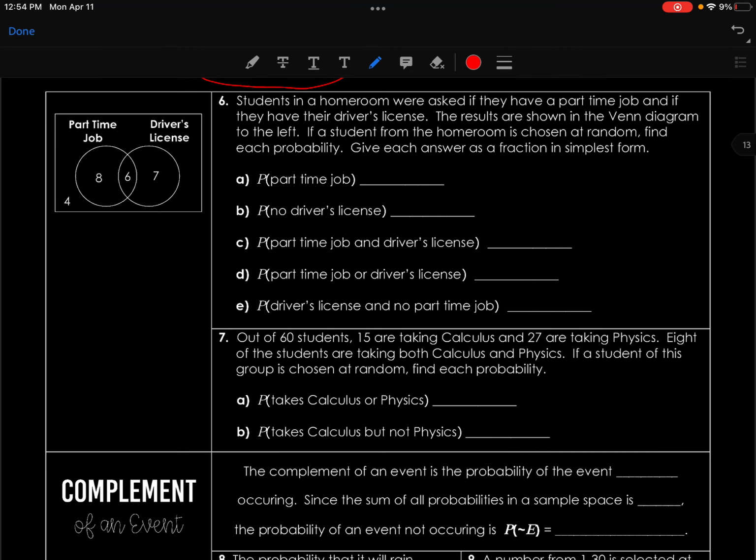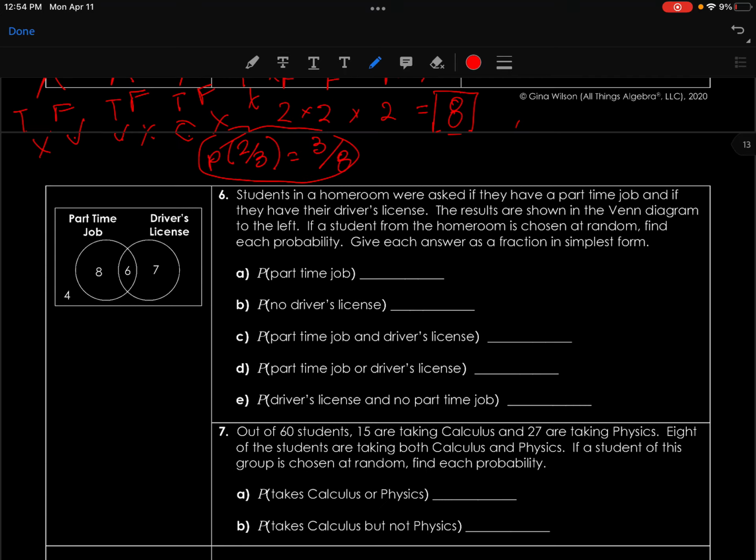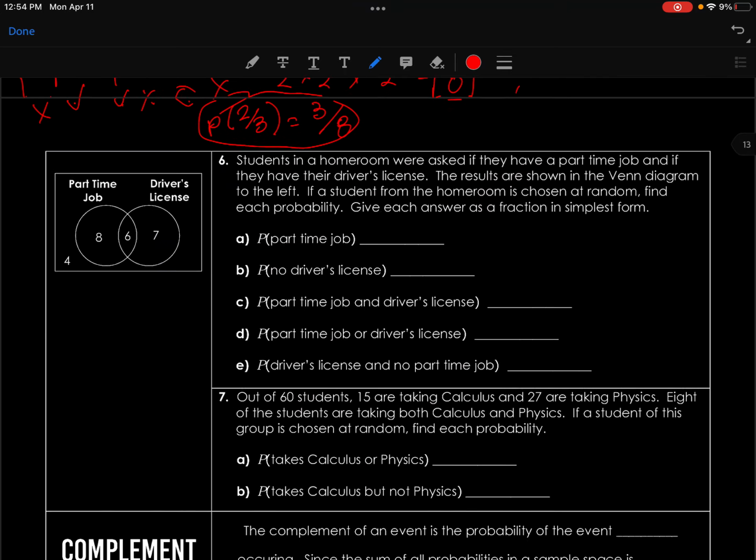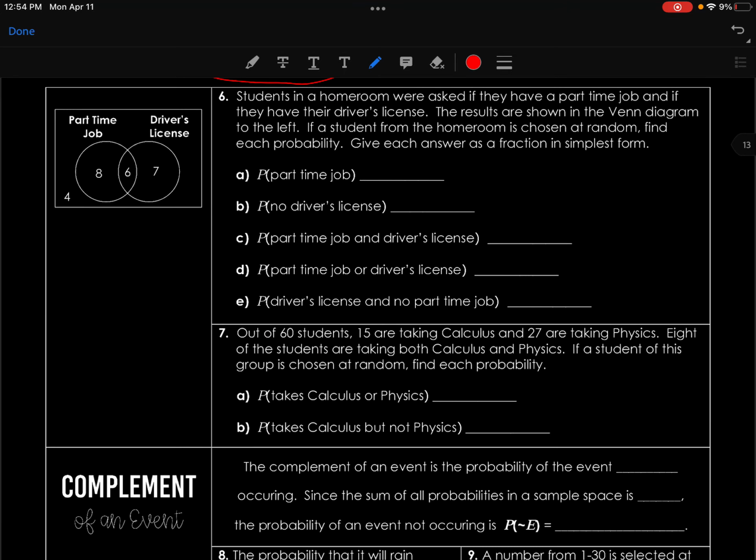Phew. We can do this one together, I guess. Students in the homeroom were asked if they have a part-time job and if they have their driver's license. The results are shown in this Venn diagram. Probability of part-time job is 8 out of, let's find the total, 4 plus 8 plus 6 plus 7, which will give you 12, 18, 25.